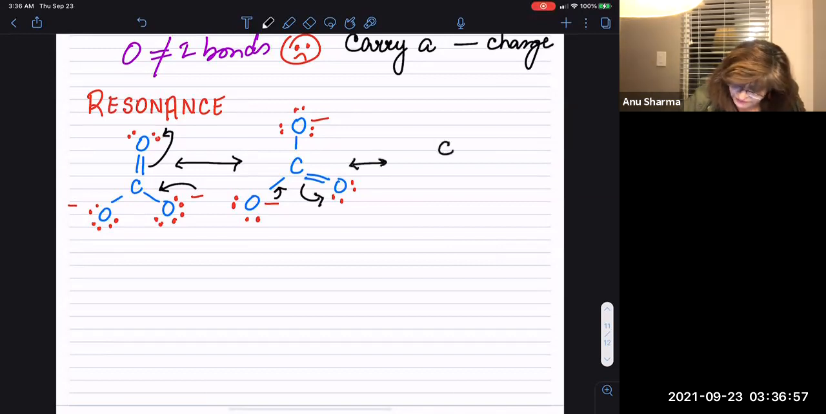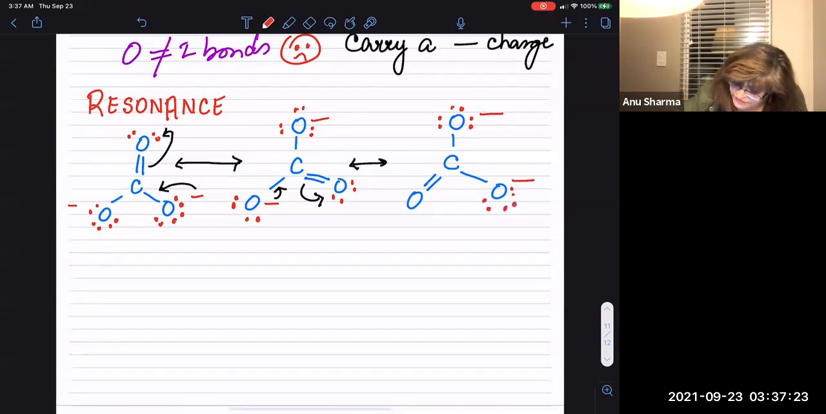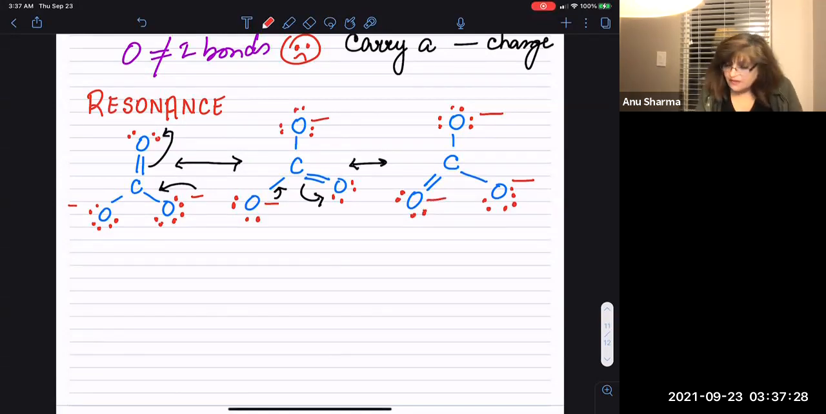So now we have C, oxygen, double bond, single bond. So now we have these guys, 1, 2, 3, 4, 5, 6. Okay, and negative charge here, 1, 2, 3, 4, 5, 6. This one is negative. So you see, this is what's happening.